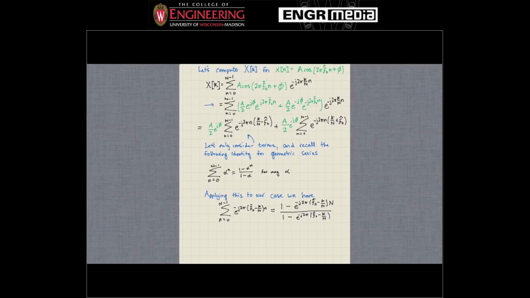Nothing tricky yet. Then I'm going to split up this sum. I'm going to factor out the A over 2 e to the j phi, because that doesn't depend on n, so I can just bring that outside of the sum. That's this term. And then I'm going to do the same thing for the components on the right. I'm going to write those as a different sum and then pull out A over 2 e to the minus j phi.